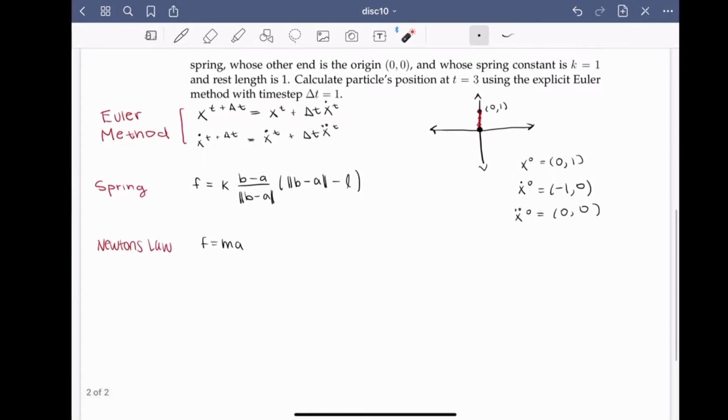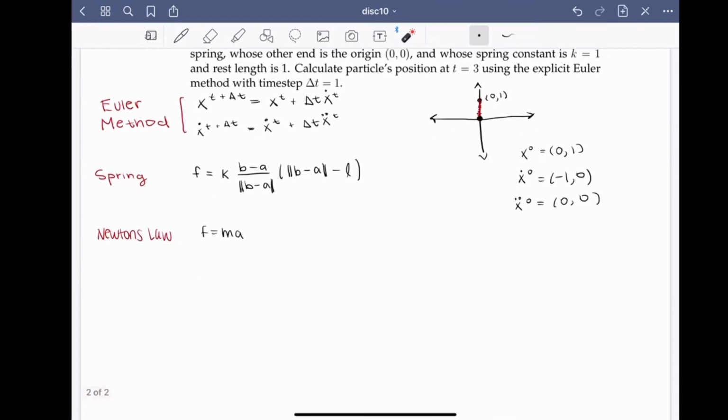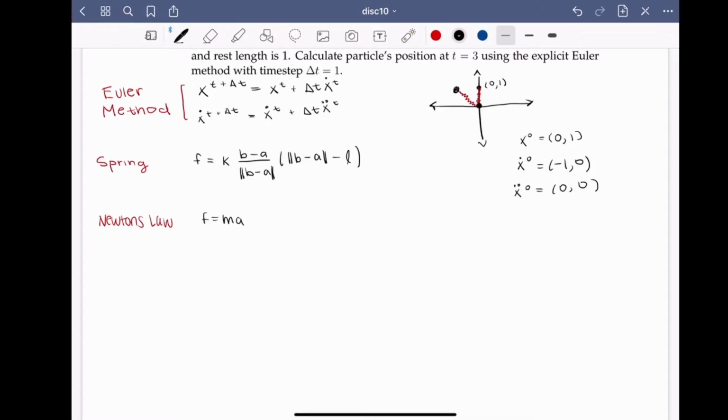Alright, so I've also written a couple equations over here on the side. This is the Euler method from above, and this is one of the spring calculations. This one is without internal damping, and this is just Newton's law. Okay, so let's get started and calculate our position at time step 1.